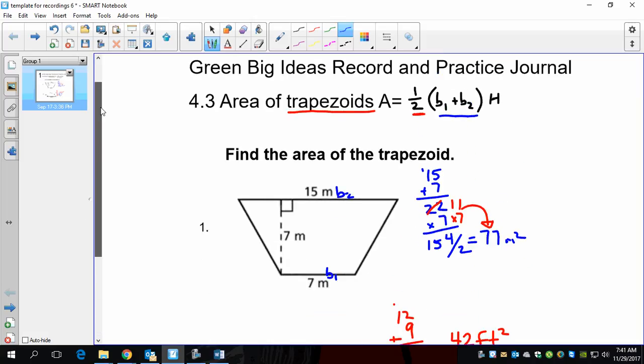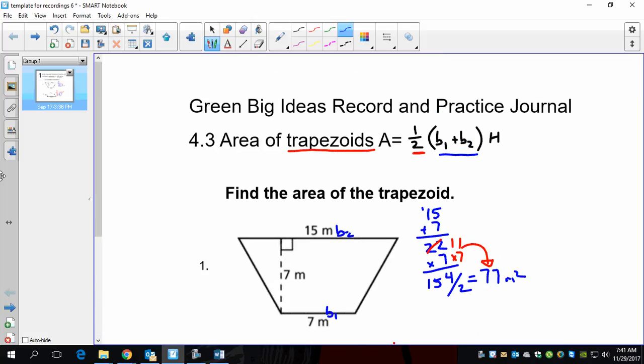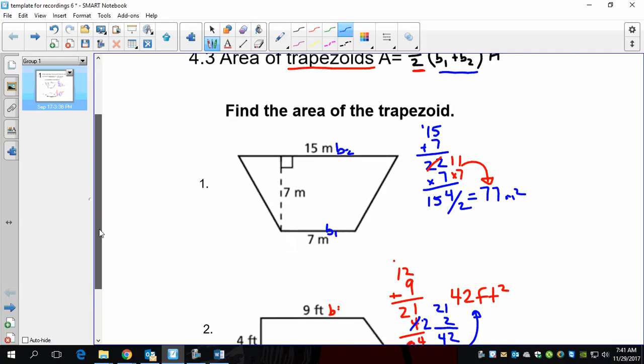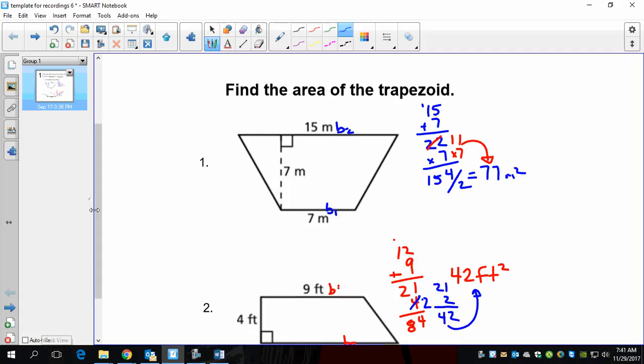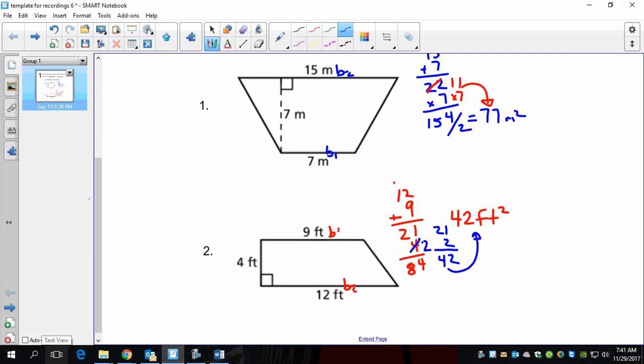So area of a trapezoid, a little bit longer formula, but you got to make sure you do your B1 plus B2 first. Then you can multiply it any way. You can multiply it by 1/2, or you can multiply it by your height. But you got to do B1 plus B2 first, then multiply by your height or multiply by your 1/2.